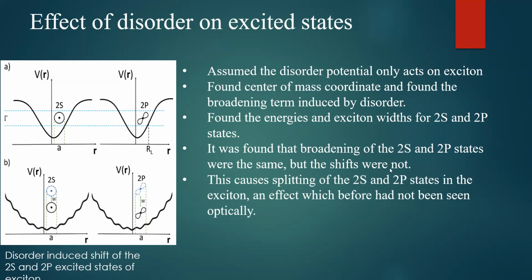This means that there's splitting of the 2s and 2p states in the exciton naturally from the disorder acting on the exciton. And this effect has not been seen optically before without the use of an electric field, which means that there is fundamental splitting of the 2s and 2p states when a defect or an impurity is present in your material. This is also very reminiscent of the Lamb shift. And it is not the exact same as the Lamb shift, but the similarities were noted.